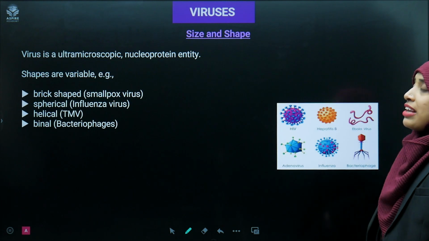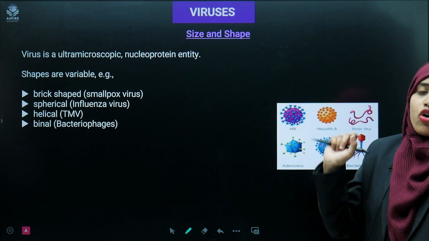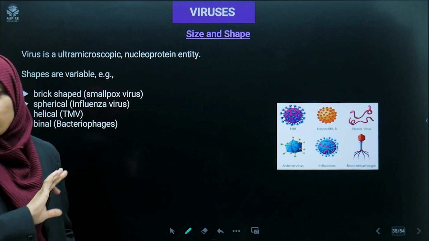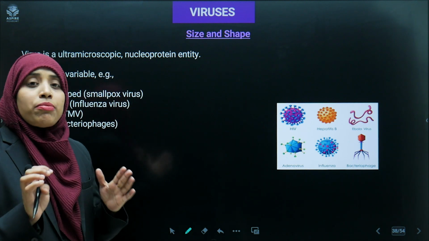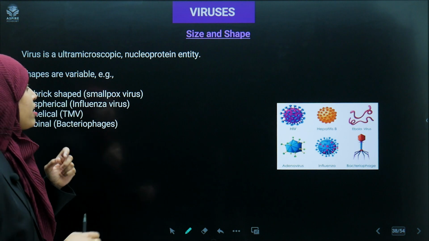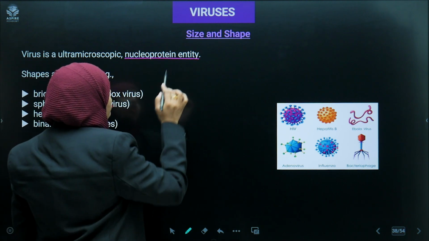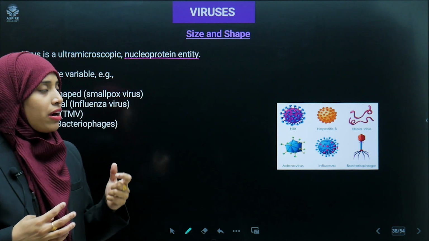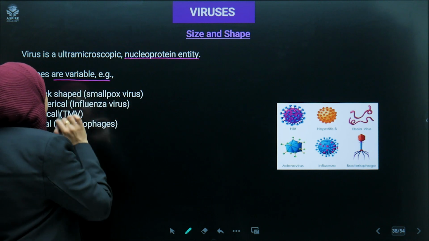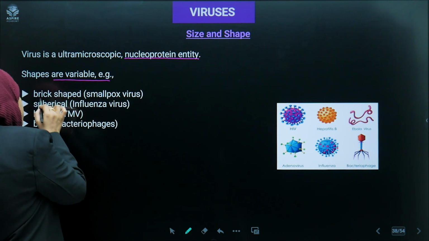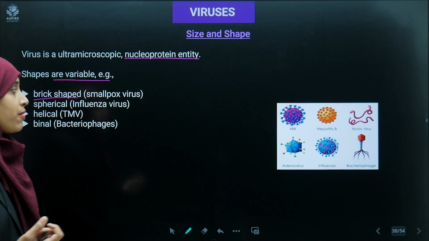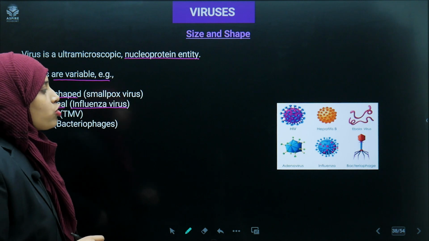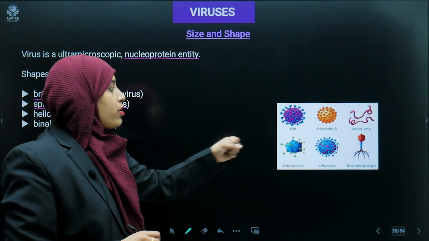Now, we'll see what are the different sizes and the shapes of the viruses. Viruses are ultra microscopic, okay? With the simple microscope, we cannot see them. But the ultra microscope can help us to see the viruses, and even their body are made up of nucleoprotein. Okay, nucleic acid and the protein part is present. Now, shapes are variable. Variable shapes of the viruses, brick shape के भी होते हैं, smallpox virus. Okay, spherical shape viruses, they are influenza virus. Okay, so influenza, this is spherical shape.